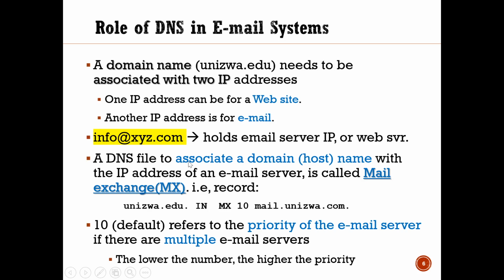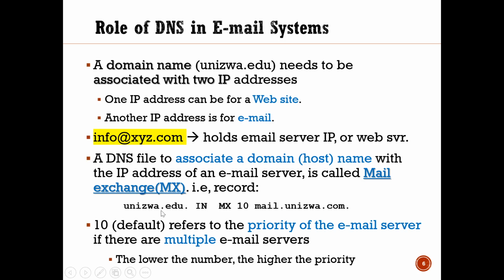A DNS file should associate the domain, which is the host name, with the IP address of an email server. This file is called mail exchange, short for MX. So here is an example of the record. A file contains many records, so we call this one record. Each line in the file contains one record, and this file exists in the DNS server.